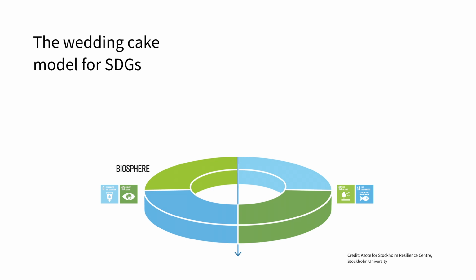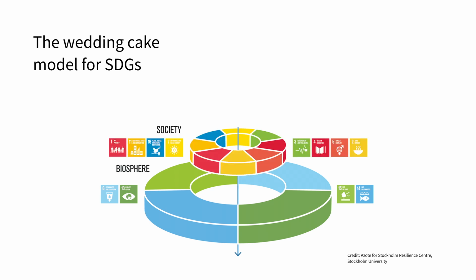The first layer, the basis layer, is the environment, because that's where we evolve. We need water, we need food, we need land to grow our food. And only within this environment can society thrive. Then we have the layer of society, the second layer on top of the environment, with the SDGs that I referred to, no poverty, for instance. And then the last layer of the cake would be the economics.